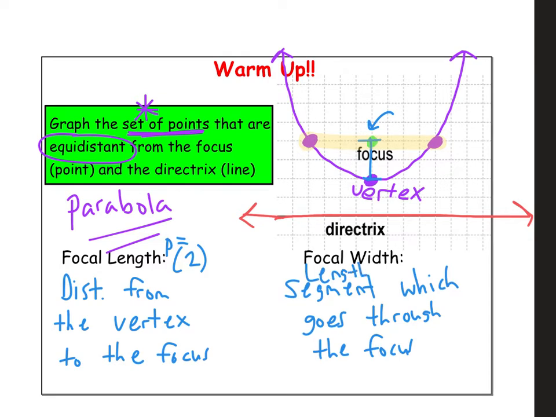So for this example, what would that be? 1, 2, 3, 4, 5, 6, 7, 8. It would be 8 units. That would be the focal width for this problem. Now that value is not nearly as important. It's not going to be as meaningful to us. But this focal length here is going to be a big one that we're going to use when we try to find the equation. Let's look at a couple examples and put this all together.